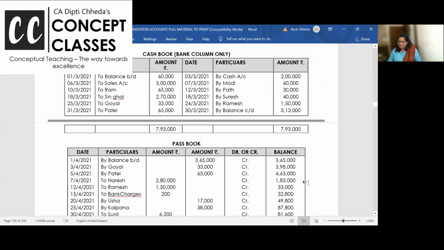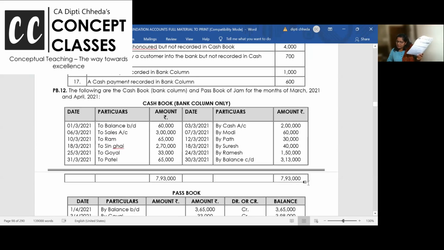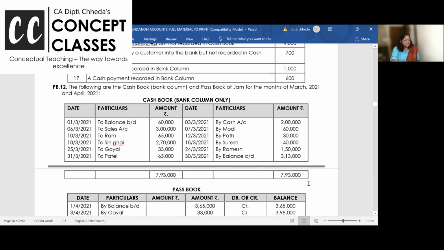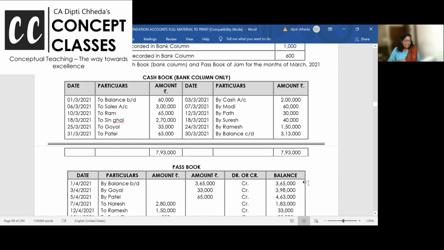Following are the cash book, I mean bank column balance for the month of March, sorry, and then April also. Okay, this is little different. थोड़ा सा different है ये question. चलो देखते हैं इसको कैसे करेंगे.